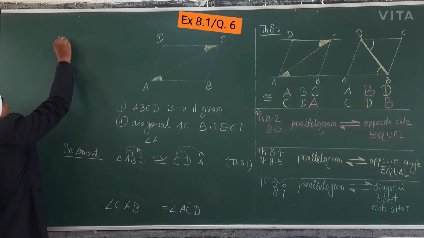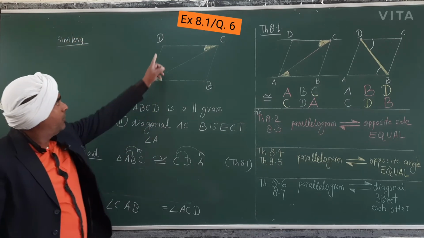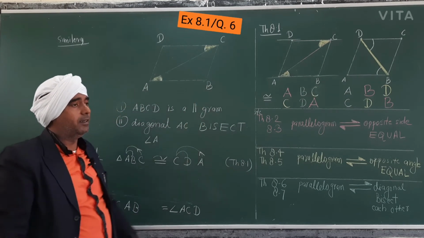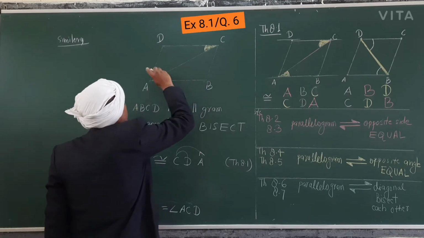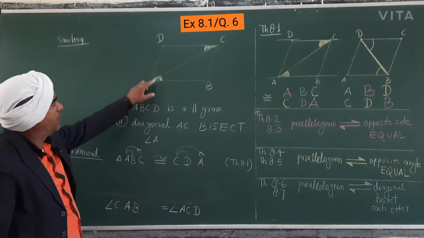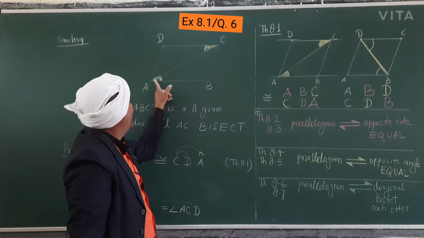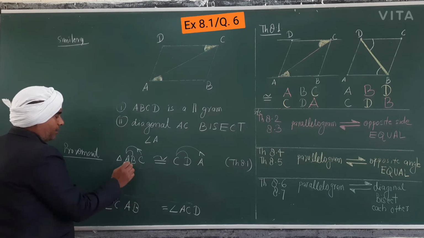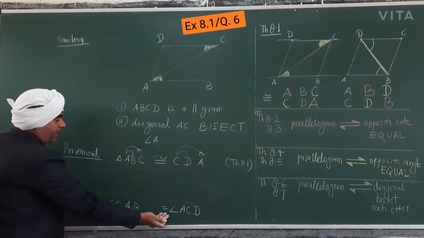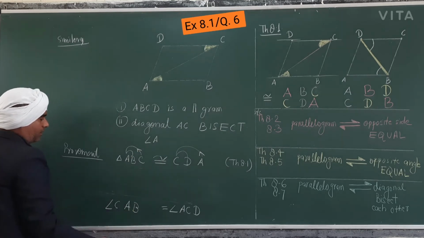Similarly, if you draw this diagonal, you will get this triangle and this triangle, and at that time this angle will be equal to this. Here also you can say this is what? BCA. B from the second, BCA. And these are the corresponding parts of congruent triangles. CPCT. This is the rule.